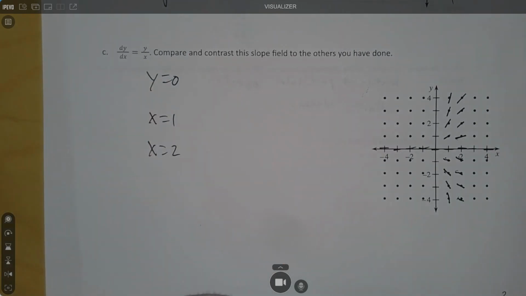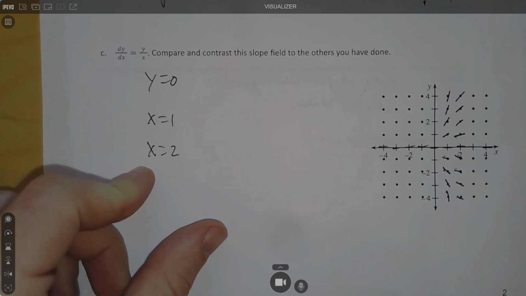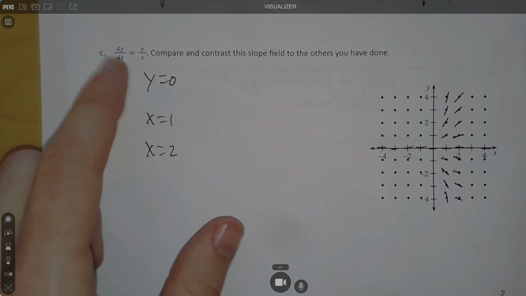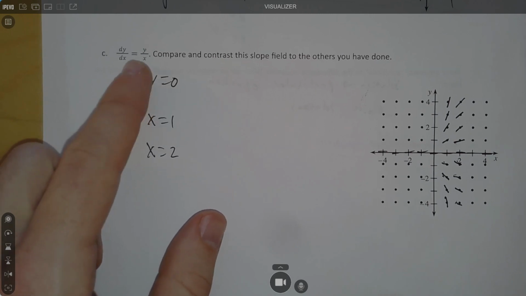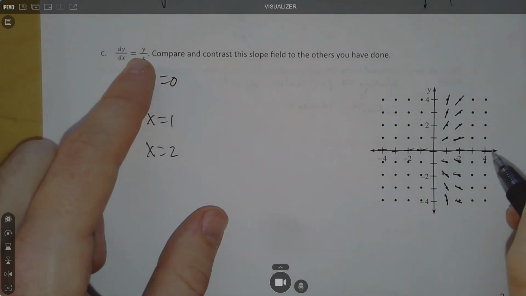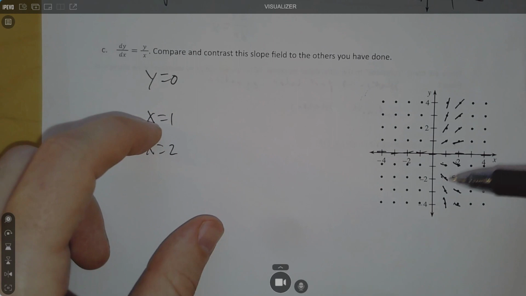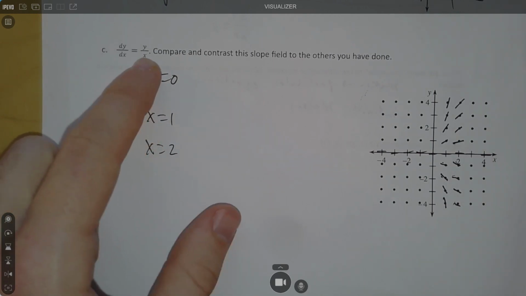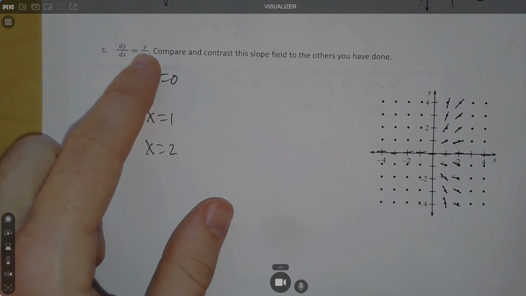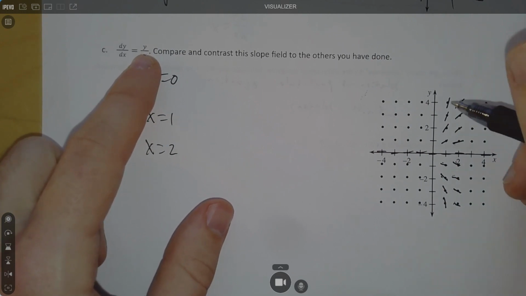Okay. See how that's working? So you're picking points, you're plugging them in, and you're looking for patterns that are going to happen. You're looking for easy points that you can do. So 0 is easy because those are all 0. When x is 1, so you go to the x equals 1 column, well, that means the slope is whatever y is, because y is on top.